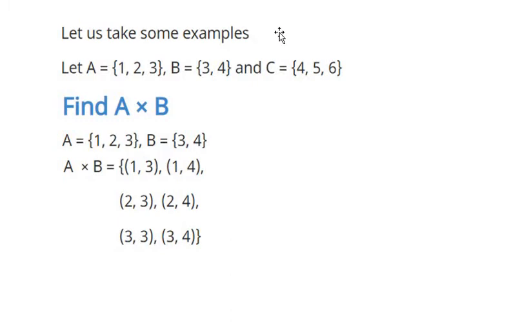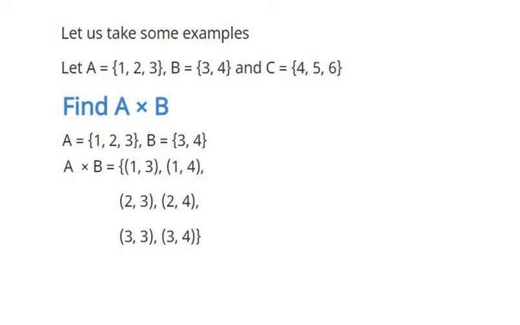Now suppose you are taking A cross C. So A cross C will have how many elements? How many ordered pairs? Any guess? So that will be a total of 9: (1,4), (1,5), (1,6), then (2,4), (2,5), (2,6), then (3,4), (3,5), (3,6). So A cross C will have a total of 9 ordered pairs. Similarly, if we find B Cartesian product with C, B cross C will have (3,4), (3,5), (3,6), (4,4), (4,5), (4,6).